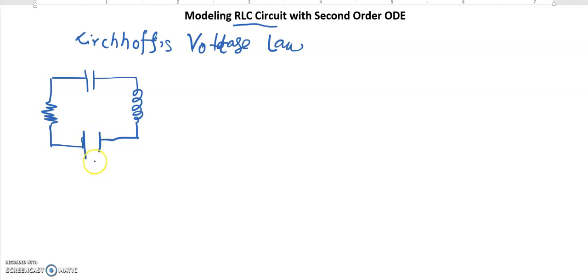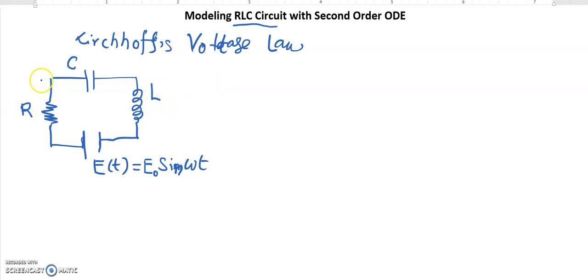Okay, so there is this applied voltage over here, which is represented by E of t, that we need to determine. And normally this E of t is taken as E naught sine omega t, where omega is the frequency of the current passing over here. So this is the resistor, this is the capacitor, and this is the inductor.